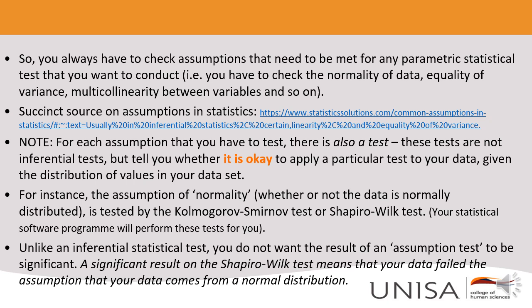For instance, the assumption of normality, whether your data is normally distributed or not, is tested by the Kolmogorov-Smirnov test or the Shapiro-Wilk test. Unlike an inferential statistical test, you do not want the result of an assumption test to be significant. A significant result on the Shapiro-Wilk test means that your data failed the assumption that your data comes from a normal distribution.